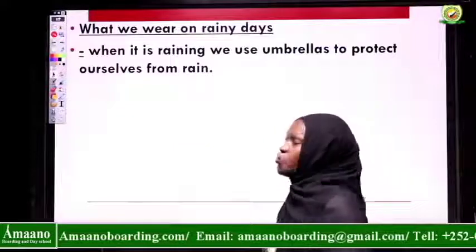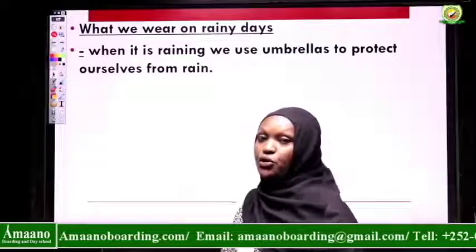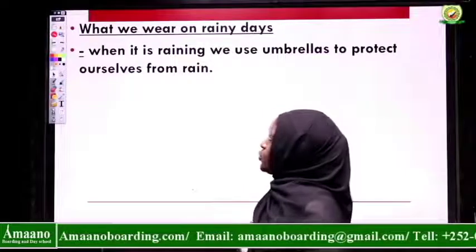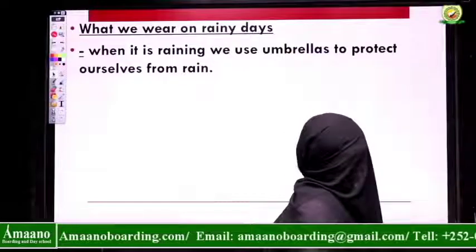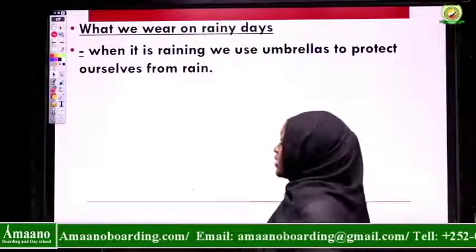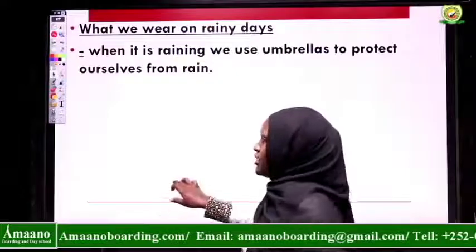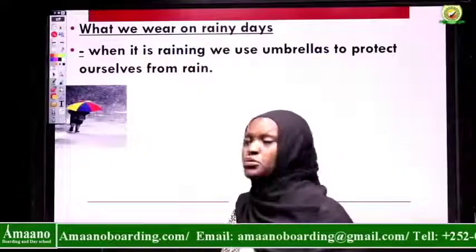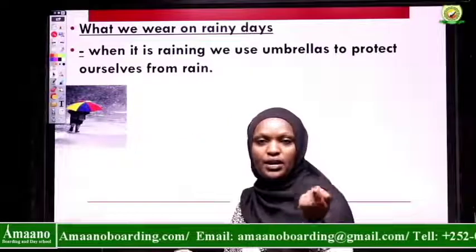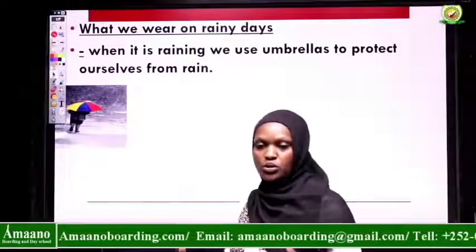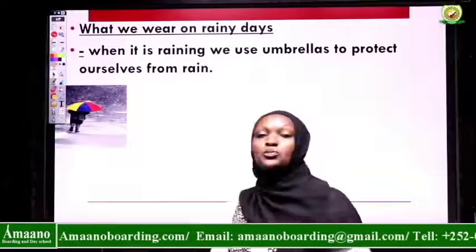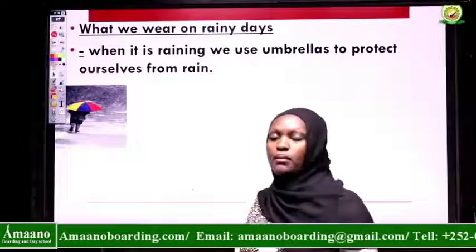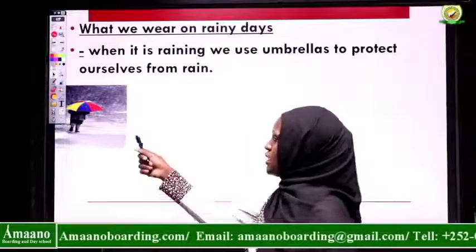Now, let's look at what we wear on a rainy day. You know, when it rains, it's very cold. So when it's raining, we use an umbrella to protect ourselves from the rain. When you're going to school, you carry an umbrella to protect you from becoming wet, because when you don't have an umbrella, you will be very wet. Your clothes will be wet, so you have an umbrella to protect you from the rain. So if you're moving from your house to the school, by the time you reach school, you're still okay. So you use an umbrella.